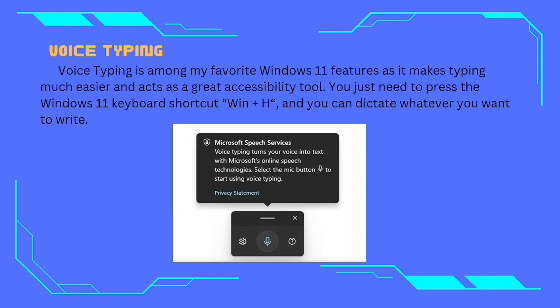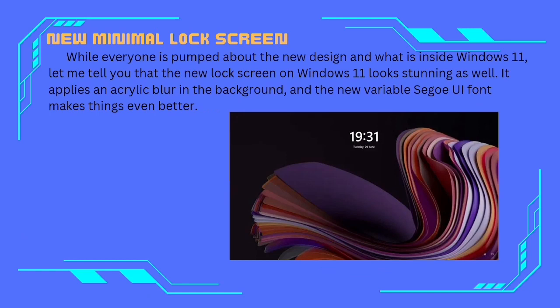Ayan. So, next is voice typing. Voice typing is among my favorite Windows 11 features as it makes typing much easier and acts as a great accessibility tool. You just need to press the Windows 11 keyboard shortcut, which is Win plus H button, and you can dictate whatever you want to write. So, dito, ang kailangan mo lang para mabuksan yung voice typing is Win plus H button lang. So, kapag pinindot nyo yung mic button, tapos nagsalita kayo, magre-rewrite siya sa notepad. Ayan. Kung ano, any text application yan.